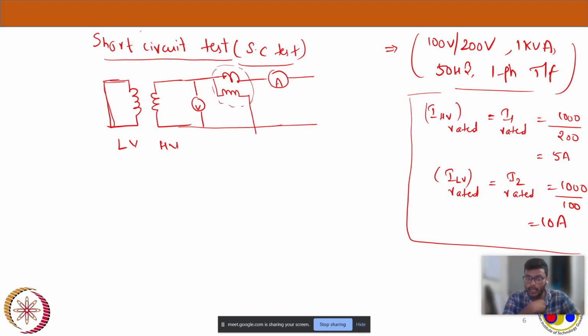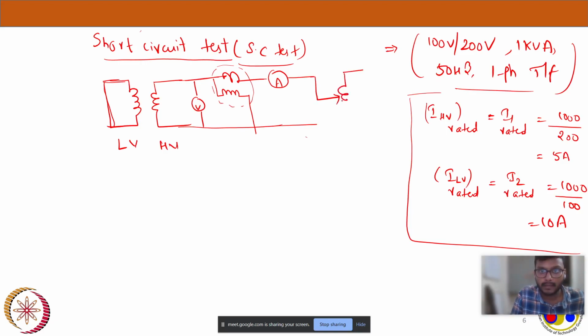You are allowing very high current to flow in the LV side when you give a rated voltage at the HV side. So that's why you cannot give rated voltage in a short circuit test, because it will lead to a high amount of current flowing in the LV side, because it's a short circuit. So that's the important thing you have to keep in mind while you are conducting the short circuit test. But how much voltage we have to give, that problem can be solved by using an auto transformer.